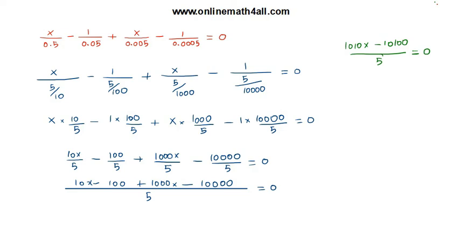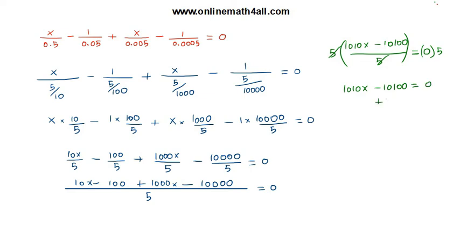Okay, to get rid of this denominator 5, I just multiply both sides of this equation by 5. Then this 5 will cancel out. We get 1010x minus 10,100 is equal to 0 times 5, which is 0.